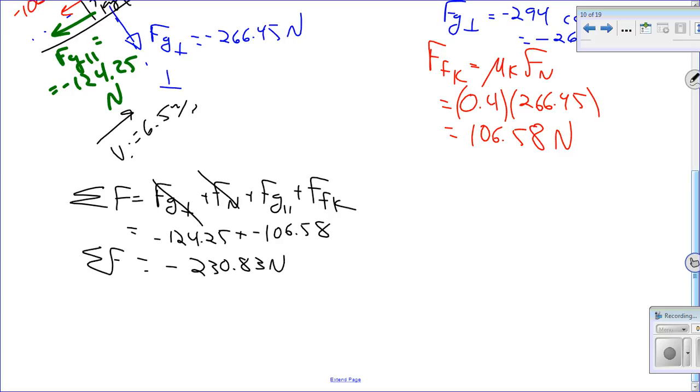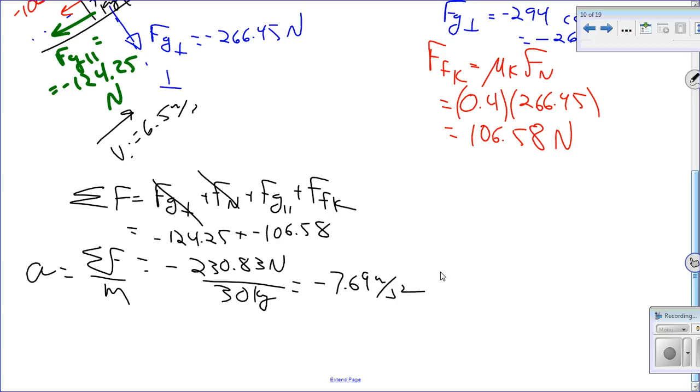So that's my net force. To find the acceleration, I should take that number and divide it by the mass. The mass was what, 30? So you end up with an acceleration of negative 7.69 meters per second squared.